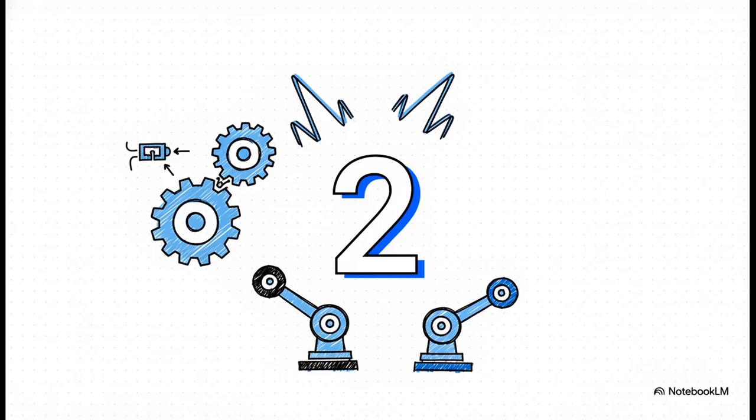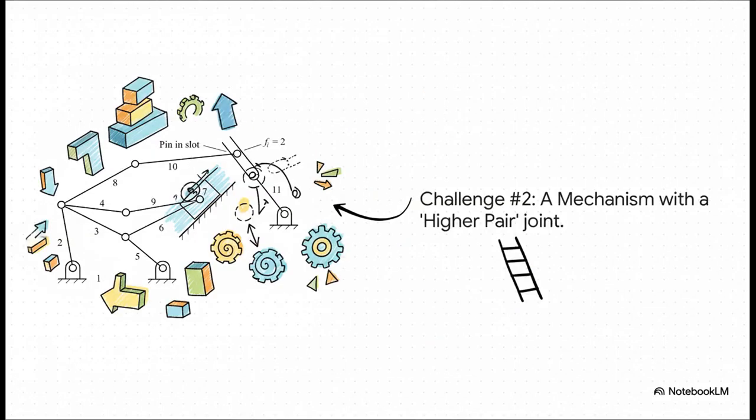So what does that actually mean? It means this mechanism has 2 degrees of freedom. In the real world, that tells an engineer they'd need 2 separate motors to control it. Maybe one motor drives it up and down, and the other drives it side to side. It's really that straightforward. All right, you ready for challenge number 2?